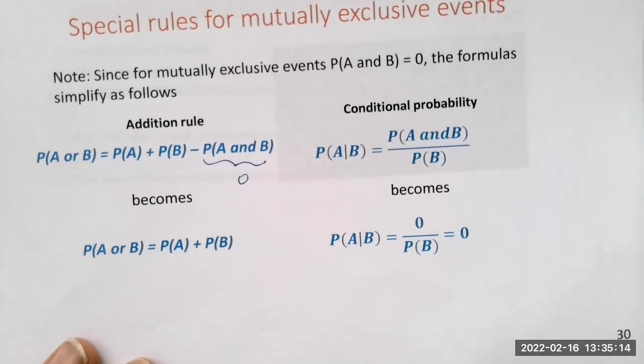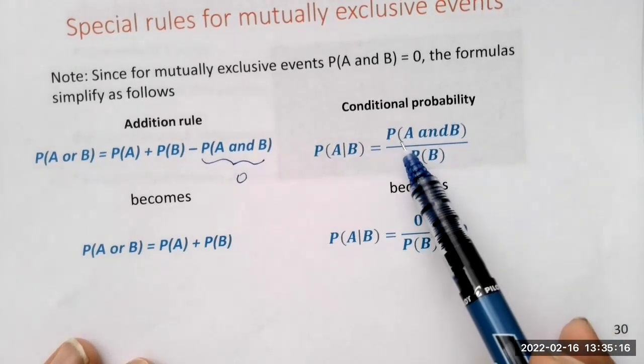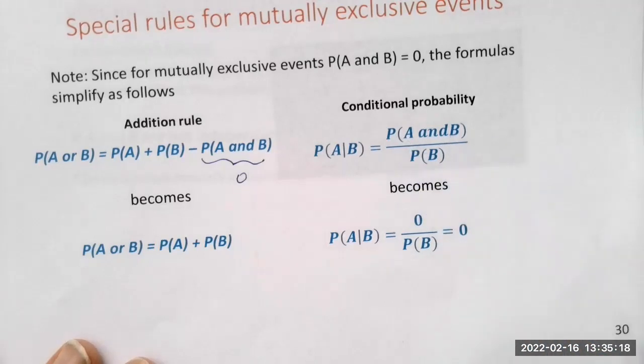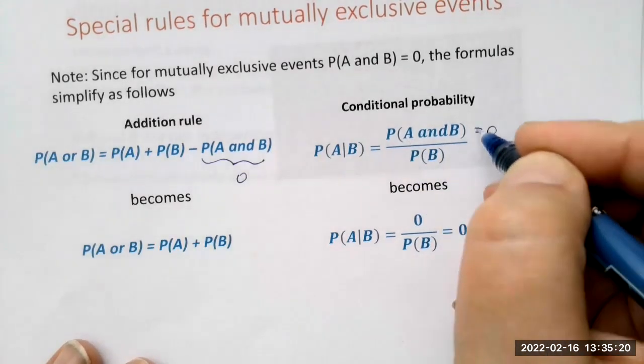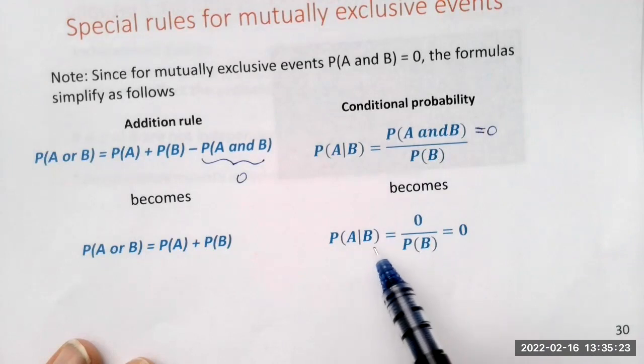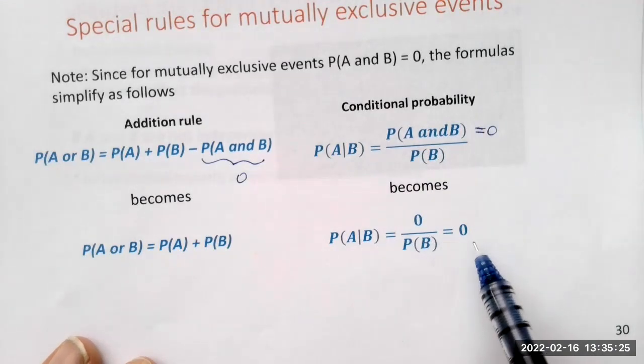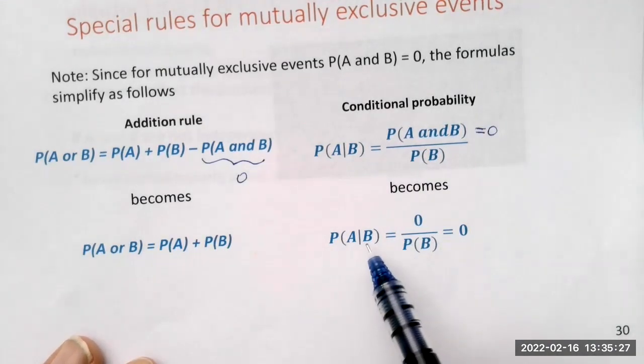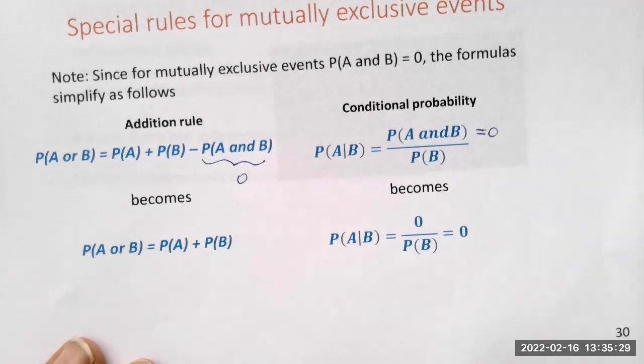Okay, for conditional probability, again, the probability of A and B is 0. So the probability of A given B becomes 0 when A and B are mutually exclusive.